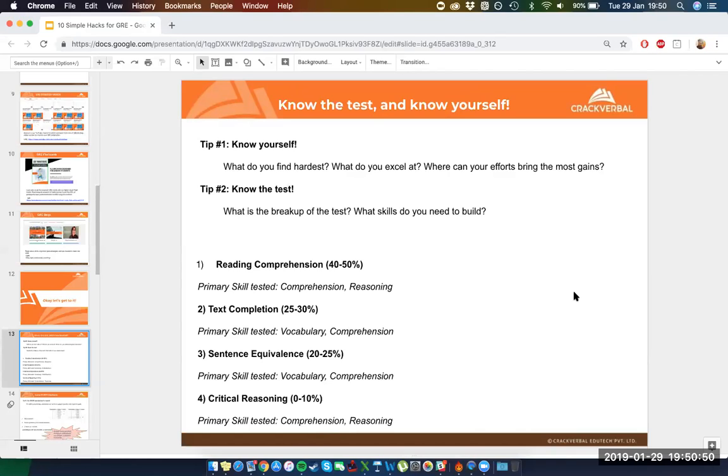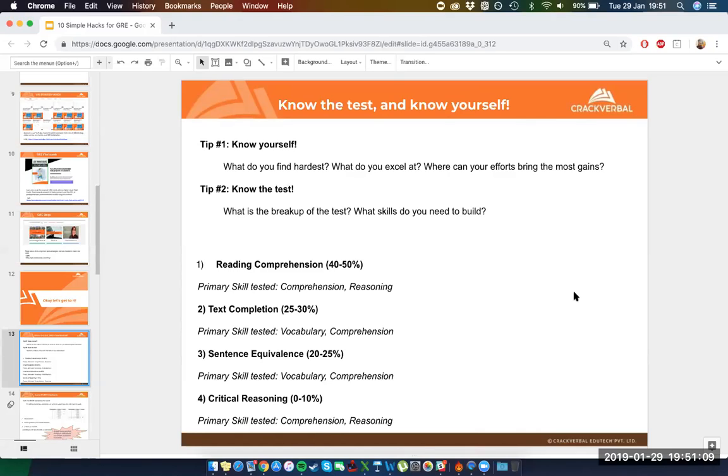So understanding yourself and understanding what the test comprises of are both crucial elements to setting both realistic goals and charting out a plan towards getting to that realistic goal, right? You might not be at the level that you want to yet.